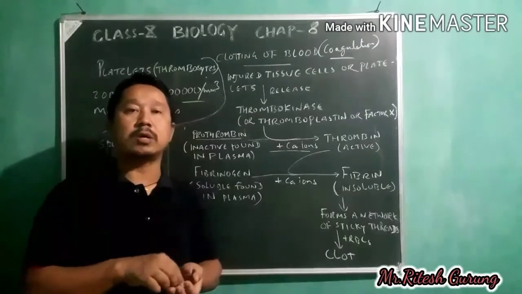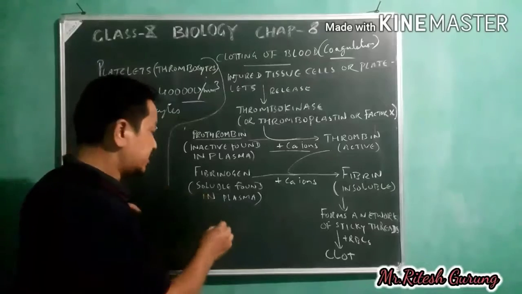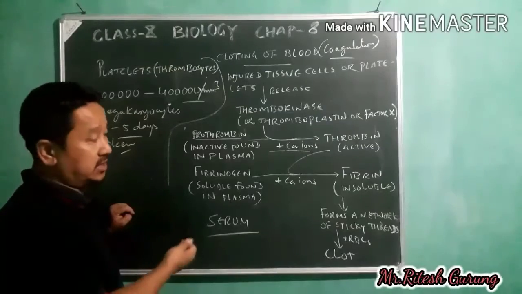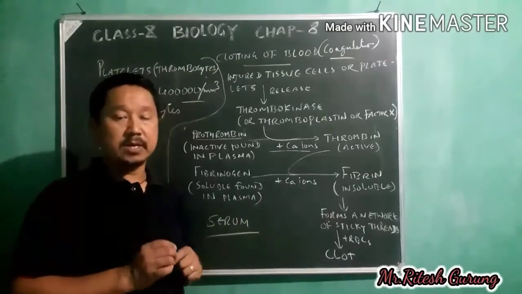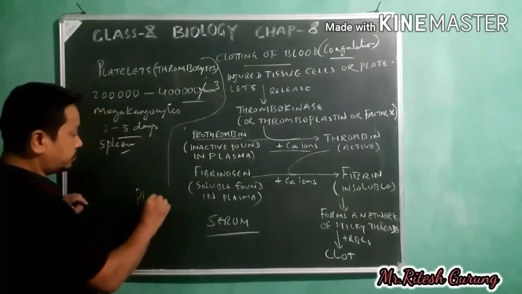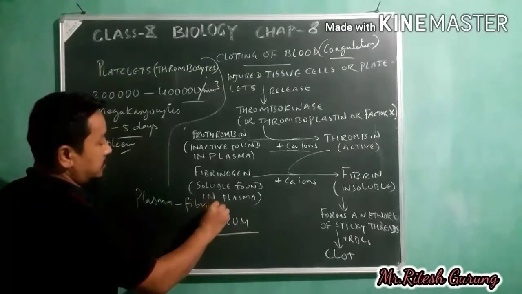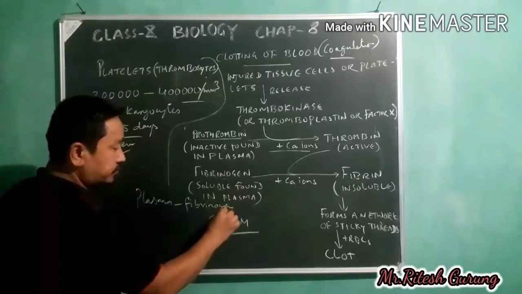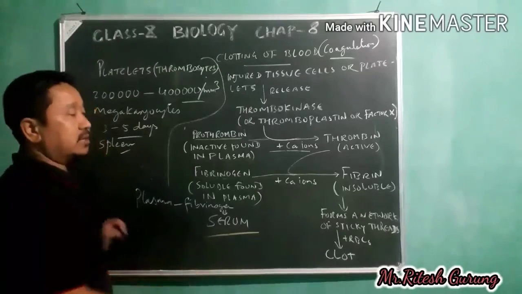That pale watery substance which contains no fibrinogen is called serum. What is serum? We discussed this in class 9 itself. Serum is blood plasma containing no fibrinogen. That means plasma minus fibrinogen. When the plasma has no fibrinogen, that form of the plasma is called serum.